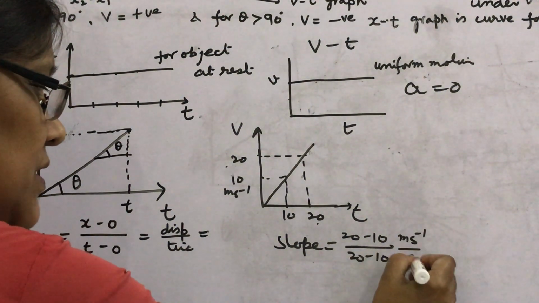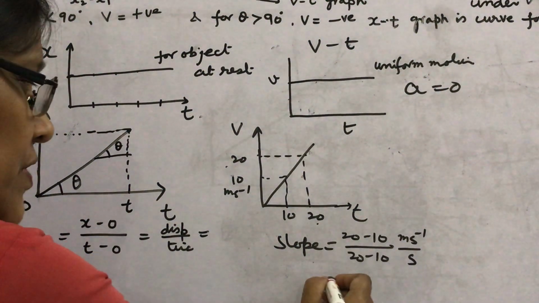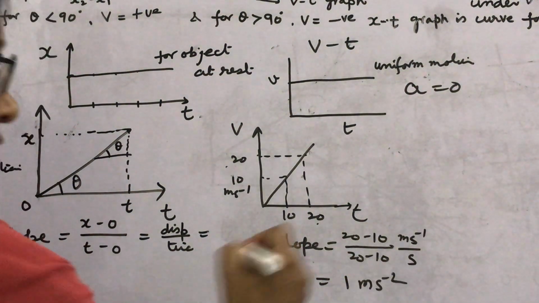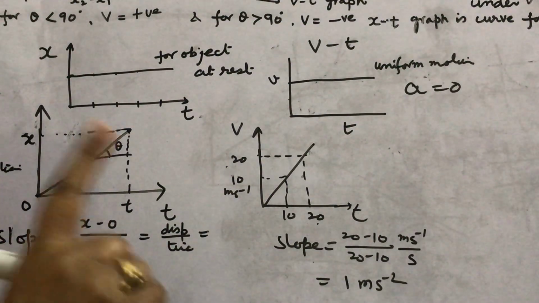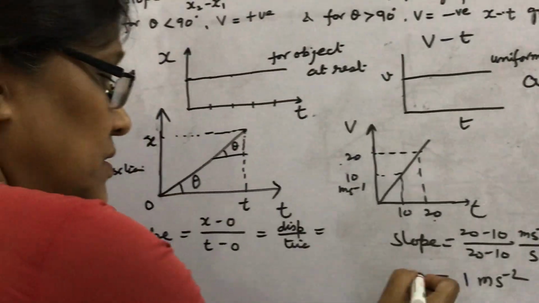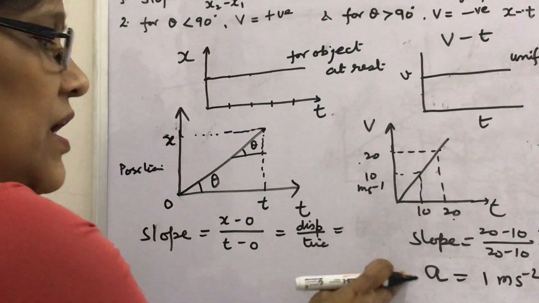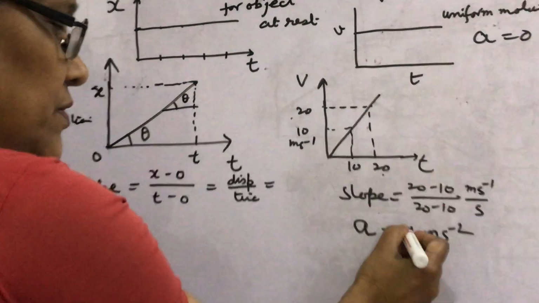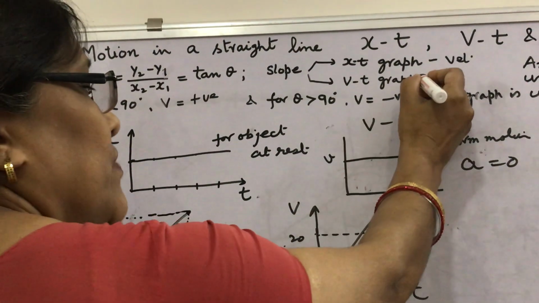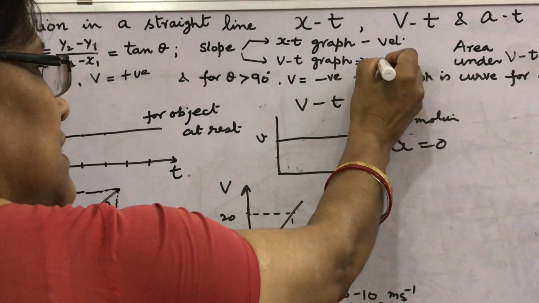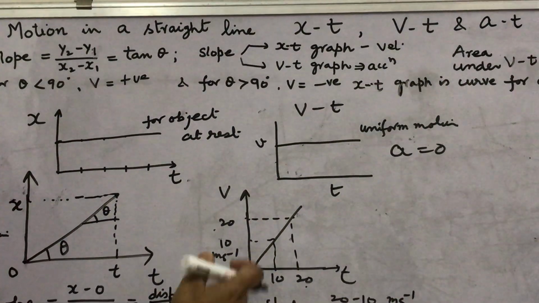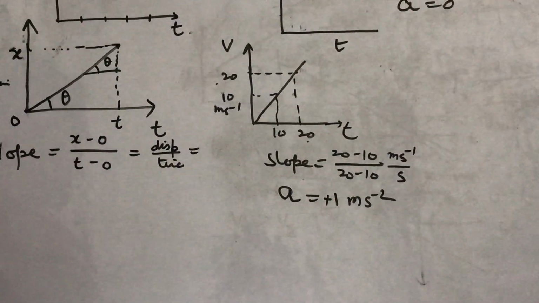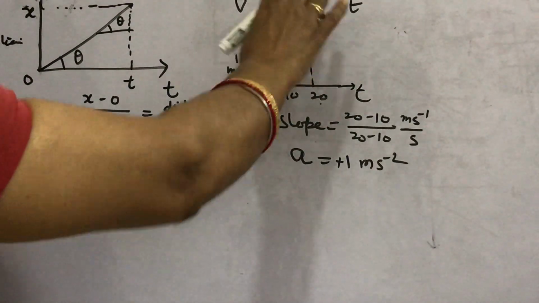What is its unit? Meter per second. What is its unit? Second. Then what will you get here? This 10 upon 10, that is 1 meter per second square. And meter per second square is what? Acceleration. So, the slope of the Vt graph is acceleration, and here it is positive. So, you will write the slope of the Vt graph is acceleration, and in this way you will find this is the constant acceleration, uniform acceleration. Why uniform? Because slope is not changing.